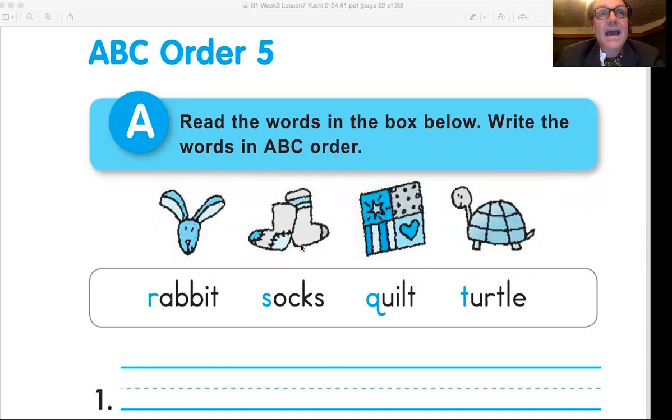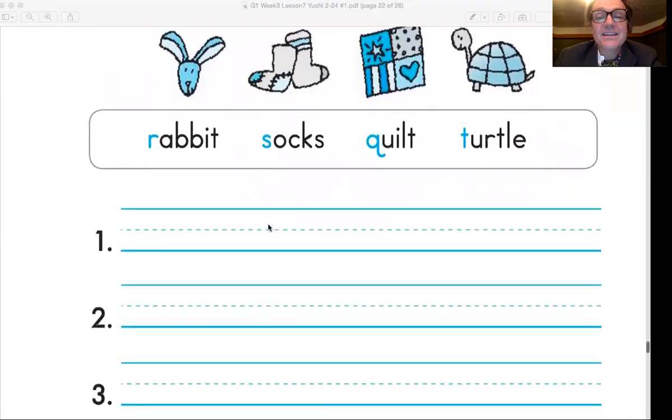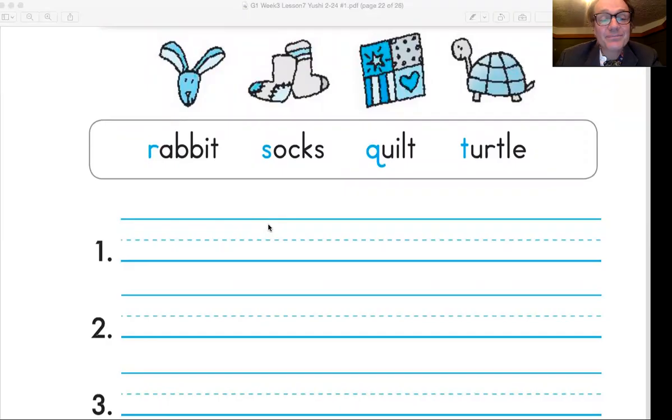Say it with me. A, B, C, D, E, F, G, H, I, J, K, L, M, N, O, P, Q, R, S, T, U, V, W, X, Y, and Z. Yeah, that's a nice rhythm for the alphabet. People that know the alphabet well have that rhythm.